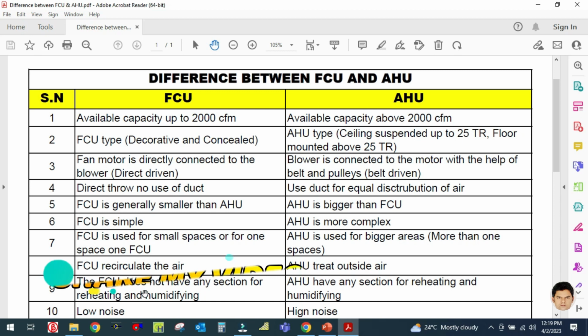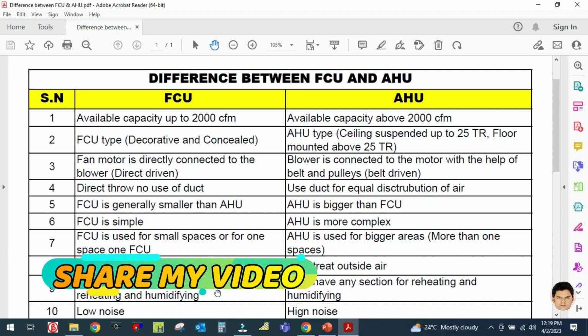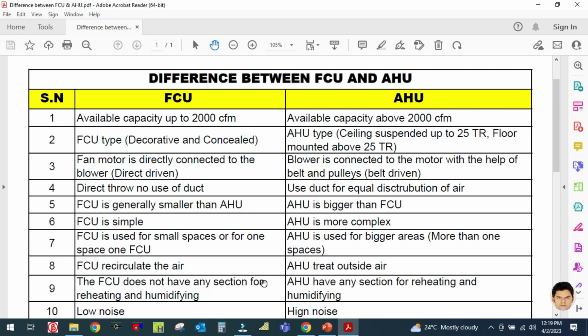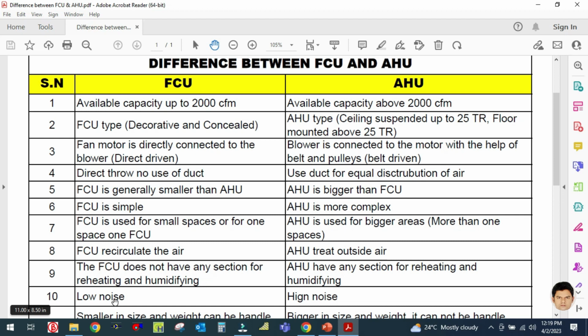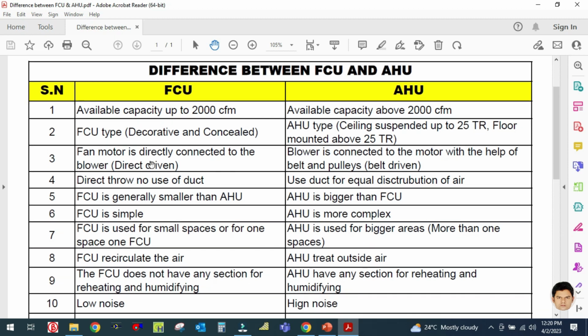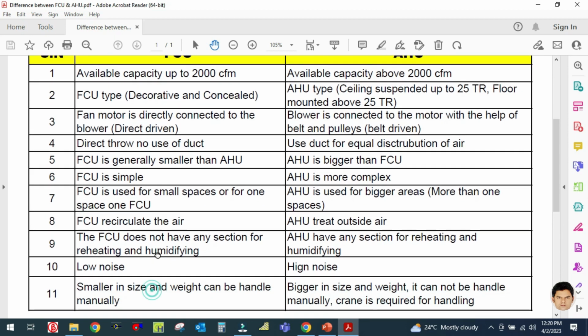And the fan coil unit does not have any section for reheating and humidifying, but air handling unit has a reheating and humidifying section. This FCU fan coil unit is low in noise and AHU is high in noise because of bigger size and higher CFM. There is more noise in air handling unit and here is less noise because of smaller capacity.